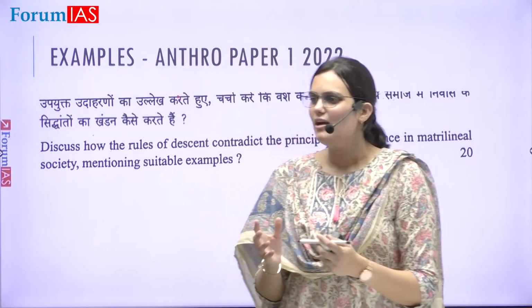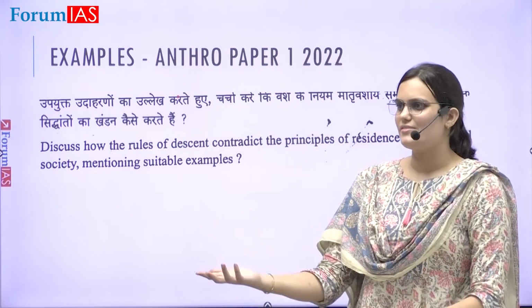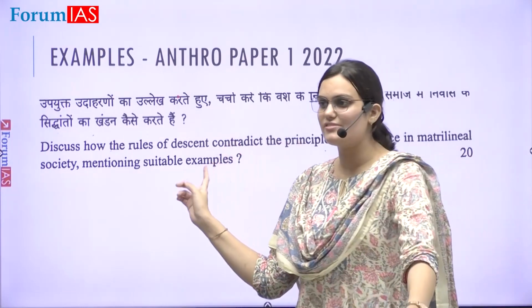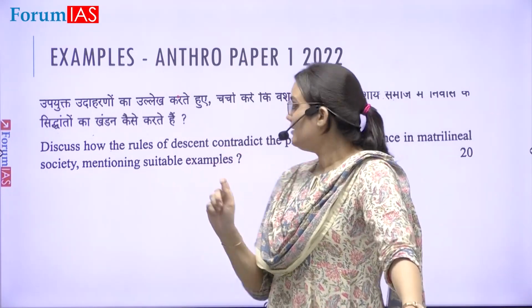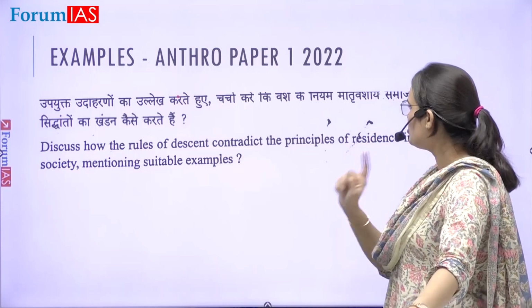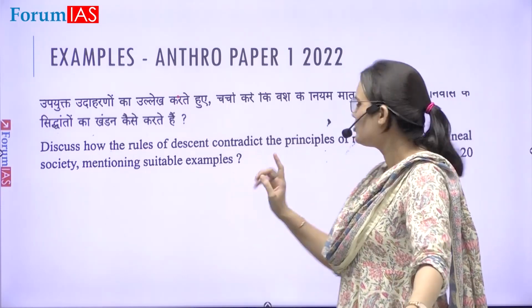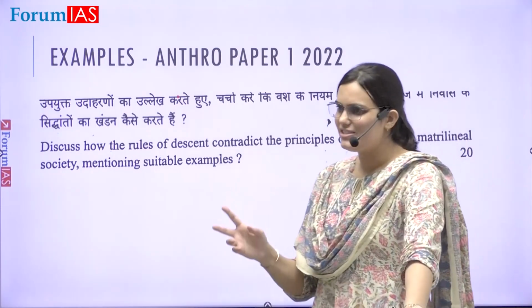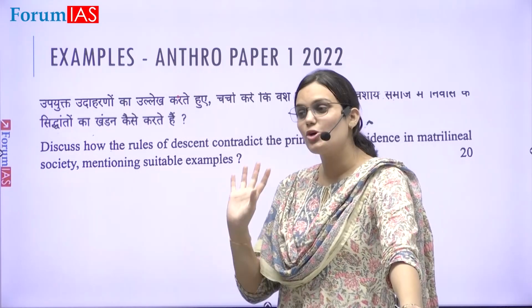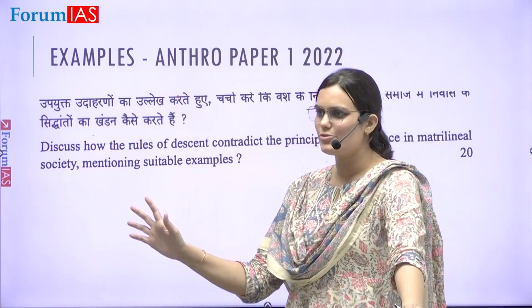If they ask us, what is your view on this? See, if I rephrase this question: in matrilineal societies, rules of descent and rules of residence contradict each other. What is your take on this, or what are your views?